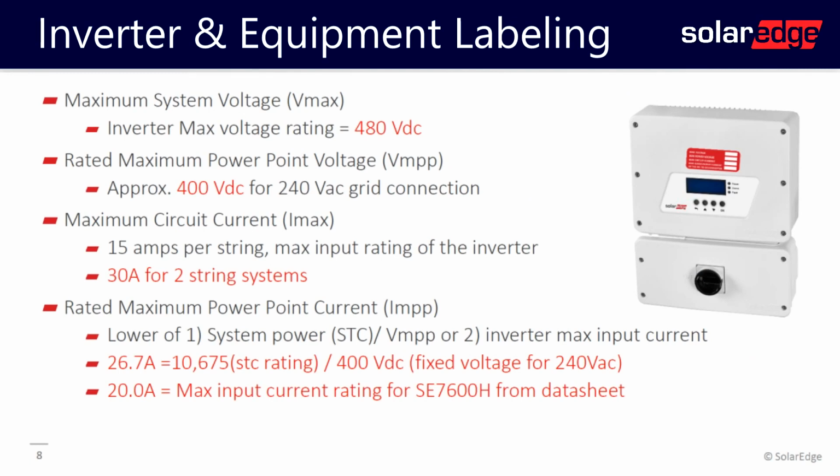Labeling is always tricky. In the 2014 code, 690.53 calls out for a PV system characteristics label. Specifically, they want to know what the VOC, VMP, ISC, and IMP of the system is. SolarEdge is a little tricky in the fact that we don't have a VOC.